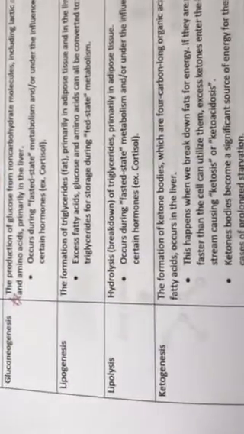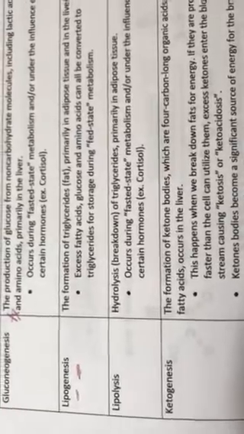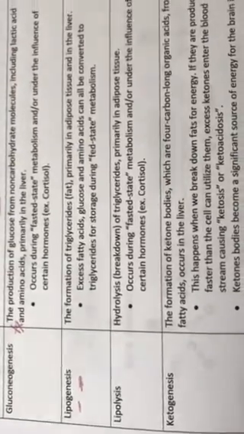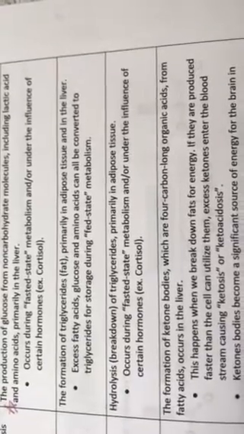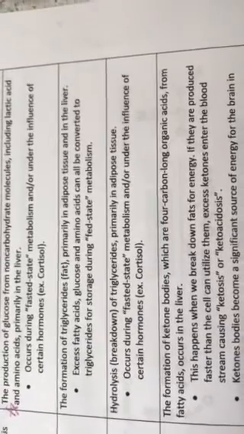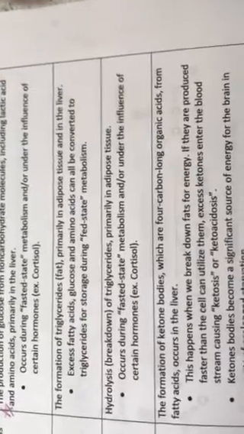Okay, the next term you see there is lipogenesis. So lipo is lipid, right? Genesis is the creation of or building. So we're going to build some lipids now. So that's our description. It's the formation of triglycerides, which are neutral fats, primarily in adipose tissue and in the liver.